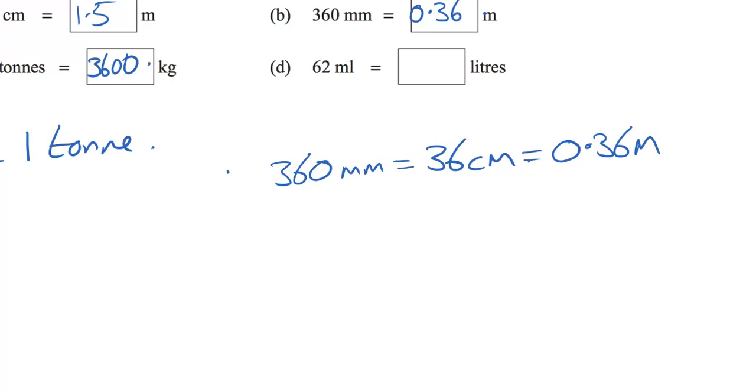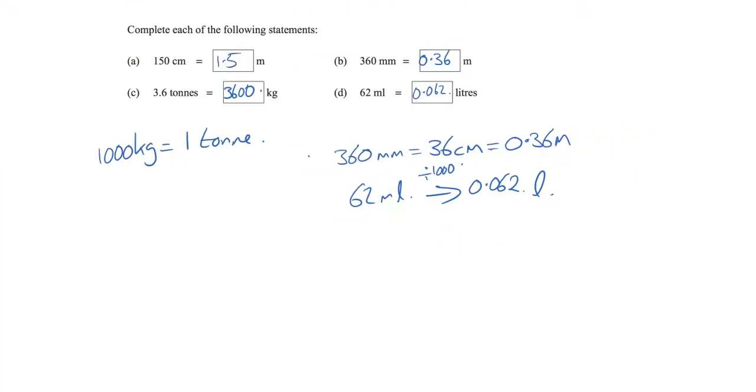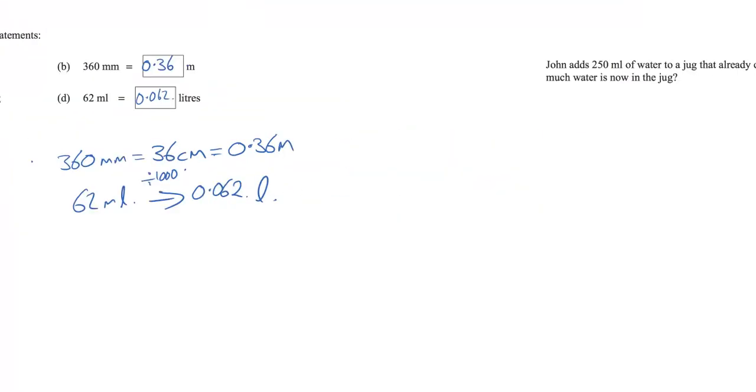Finally, we have 62 milliliters. Well, if I want that in liters, I am going to need to divide that by 1,000 because there are 1,000 milliliters in a liter. If I divide it by 1,000, it's going to be 0.062. So there we are. There is our answer in liters. So we're dividing or multiplying by 10, 100, and 1,000, depending on the unit, to get to where we want to be. Let's try a worded question.